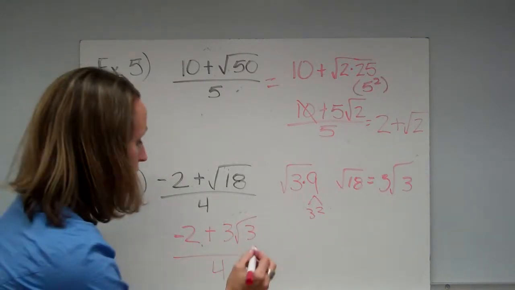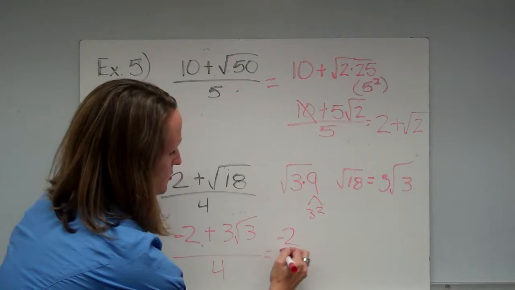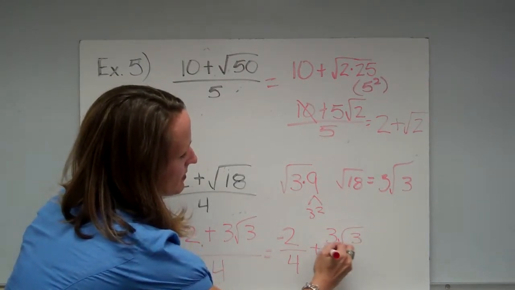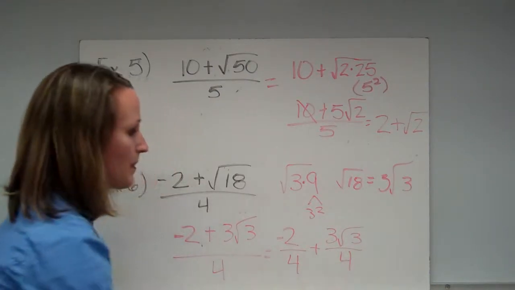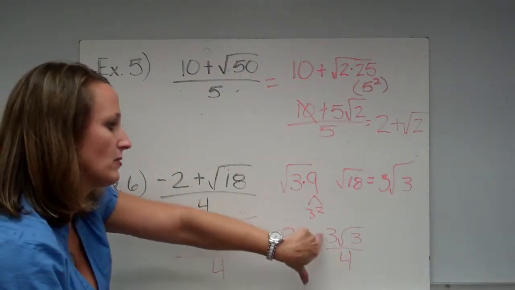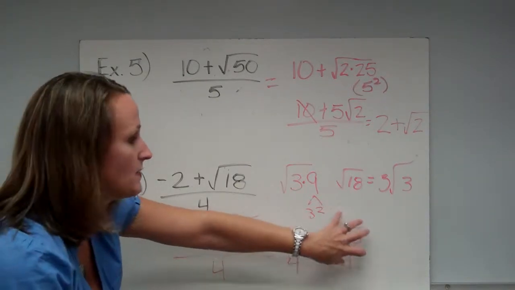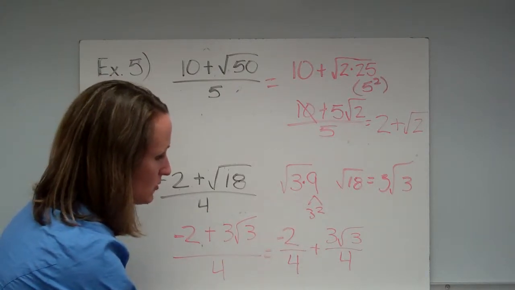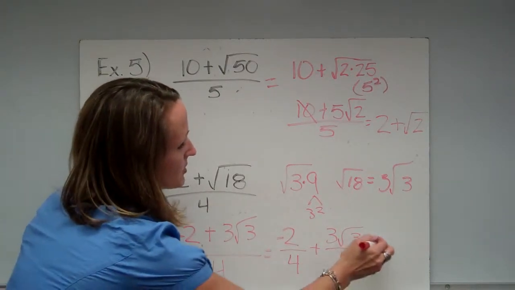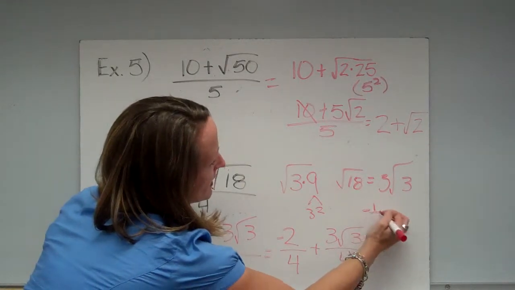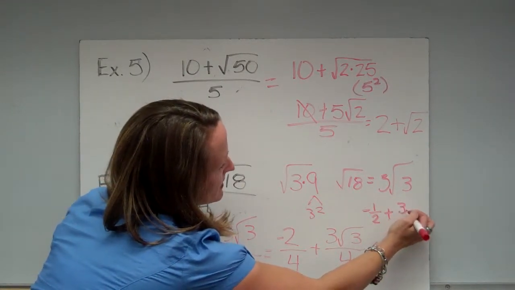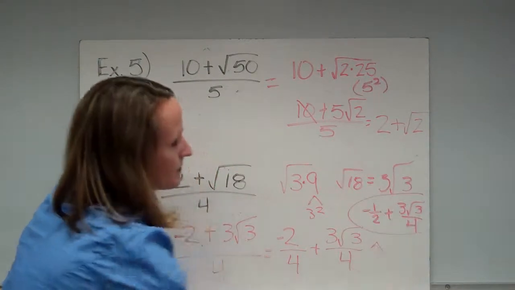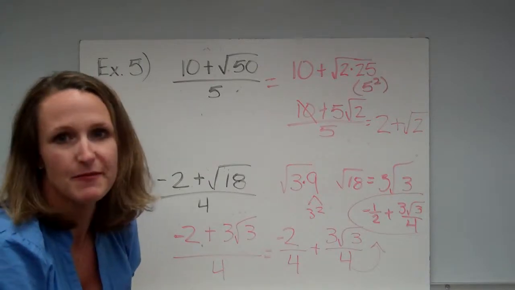To make this easier to look at, you can break it down into negative 2 over 4 plus 3 square roots of 2 over 4. Now I can't do anything here. 3 and 4 don't simplify, so that's going to stay. But this I can make negative 1/2 because both are divisible by 2. So that's going to make our final answer negative 1/2 plus 3 square roots of 2 over 4. And that is how you simplify square roots.